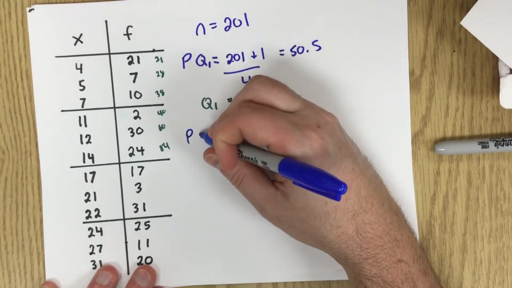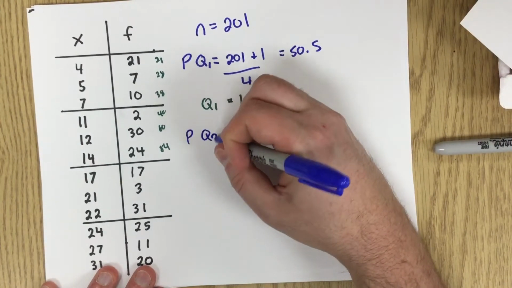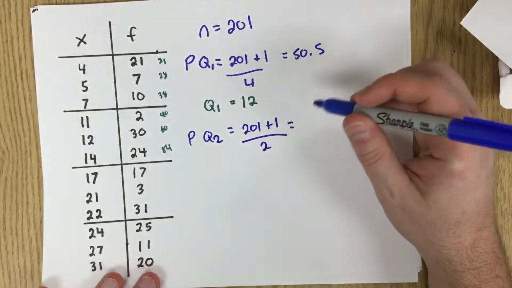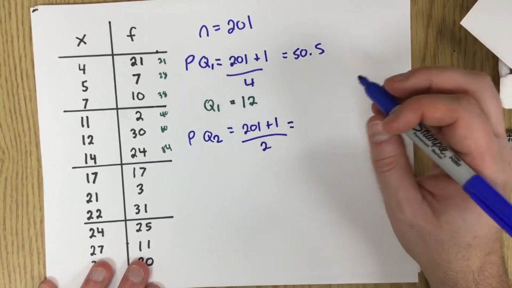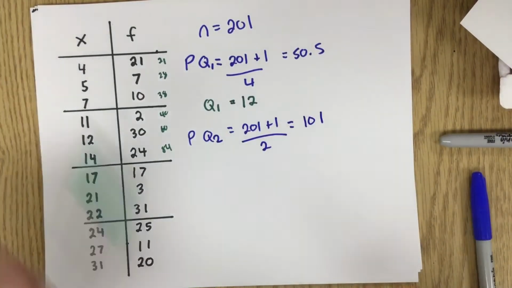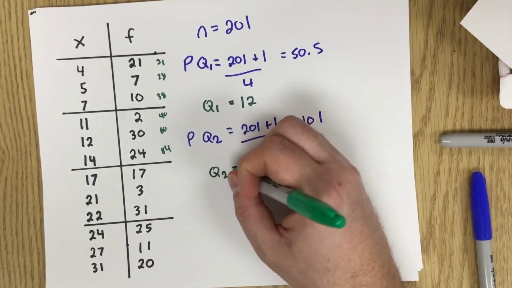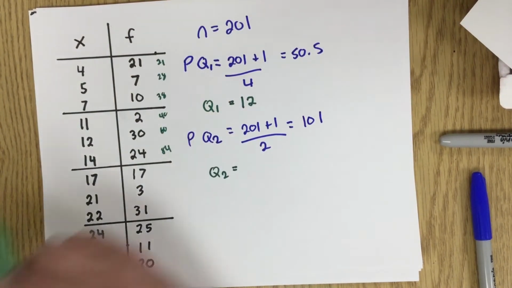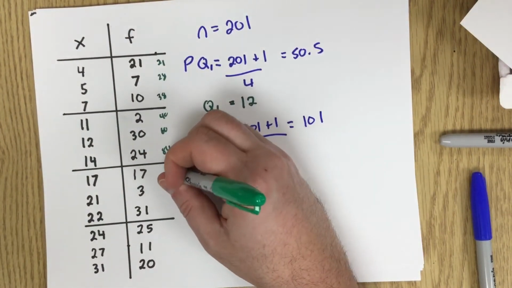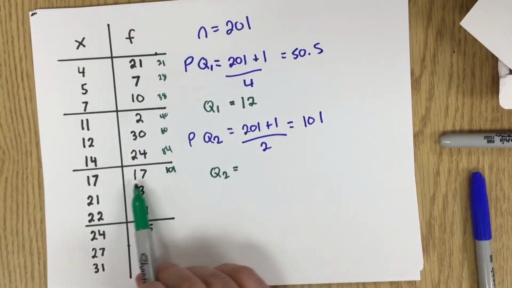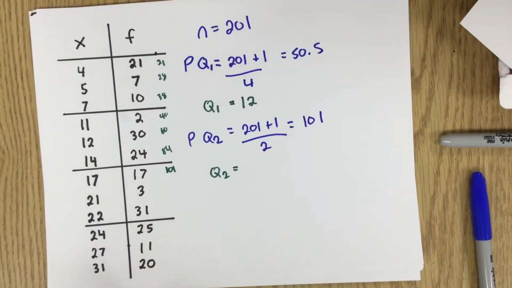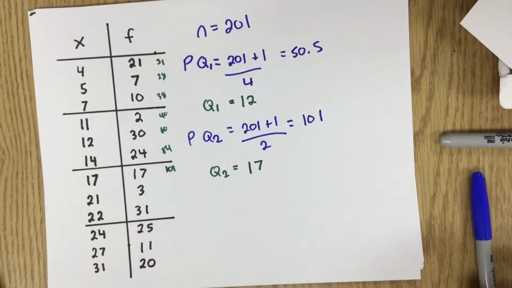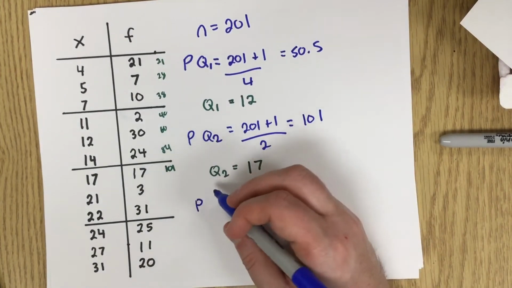Then the position of the median is going to be 201 plus 1 over 2, which is 202 over 2, which is going to be 101. So the median, or Q2, we need to find the 101st number. So 84 plus 17. Oh, that's right on the edge. But the 101st number is going to be 17, because of that, not because of that. I don't know why I kept those numbers the same. That was a mistake.